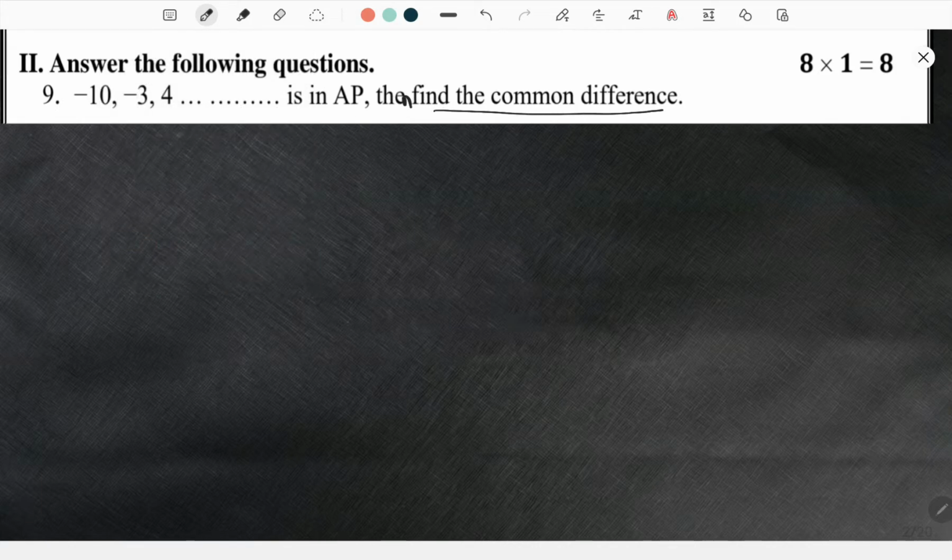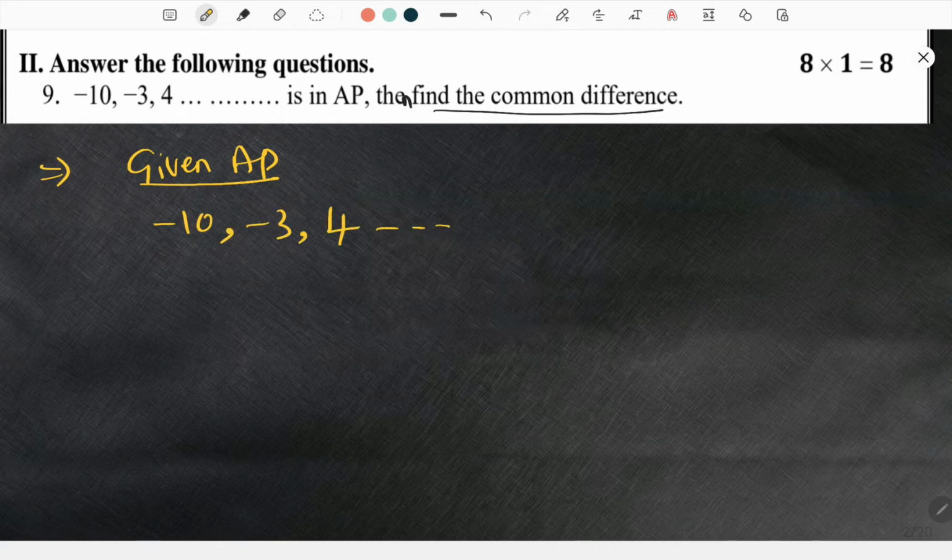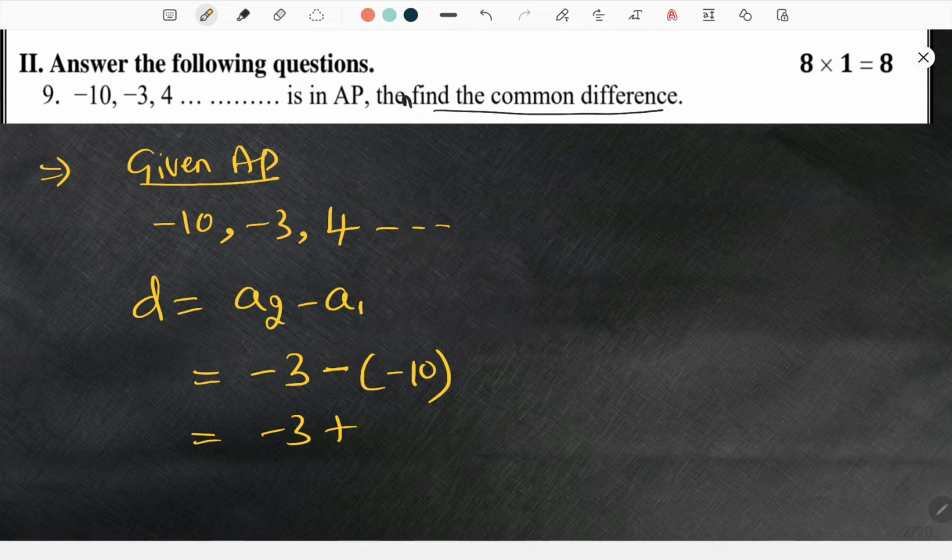We have to find out the common difference. Look at this AP. What is the given AP? The given AP is minus 10, minus 3, 4, and so on. The common difference is the second term minus the first term. The second term is minus 3, and minus of the first term is minus 10. So it becomes minus 3 plus 10, which is 7. So the common difference becomes 7.